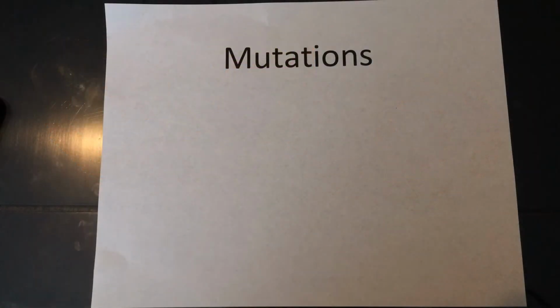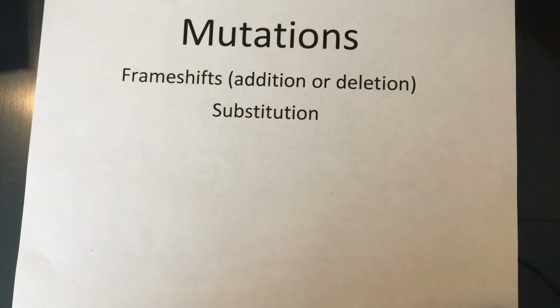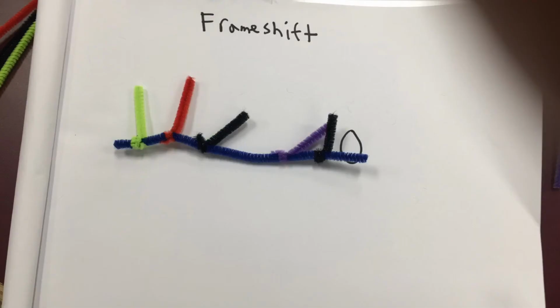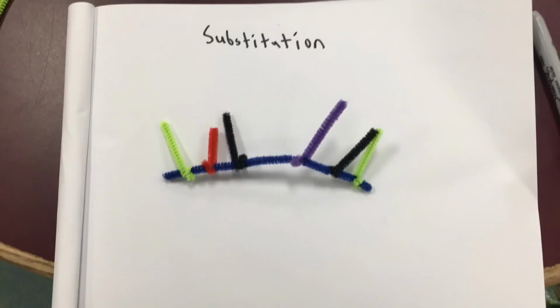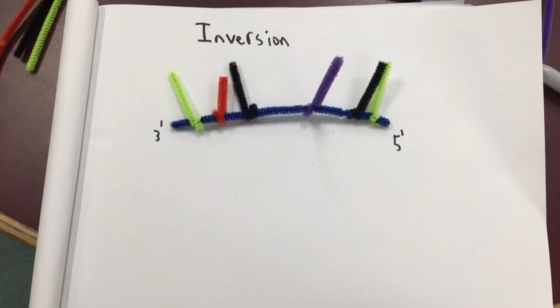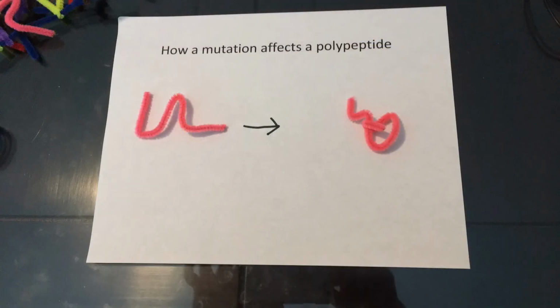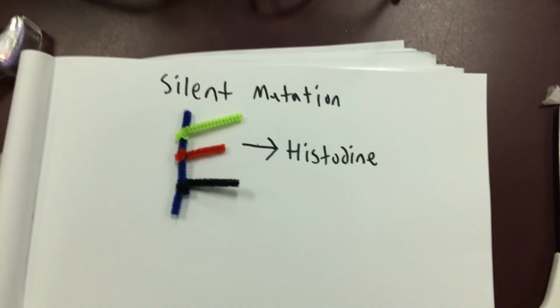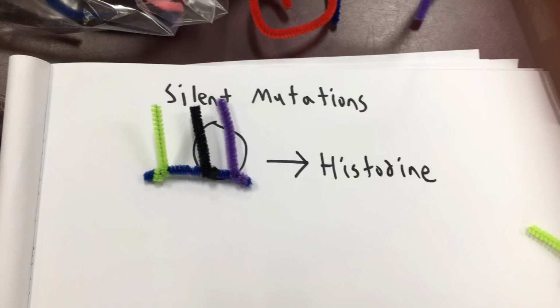3 types of mutations are frame shifts, substitutions, and inversions. A frame shift mutation is a mutation that changes how the codon sequence is read, such as an addition or deletion. A substitution is a mutation where one nucleotide is replaced with another nucleotide. An inversion is a mutation where one set of nucleotides is inverted to create a new order. Different mutations can cause different problems with the structure and function of a polypeptide. Silent mutations are mutations that have no effect on the structure or function of a polypeptide.